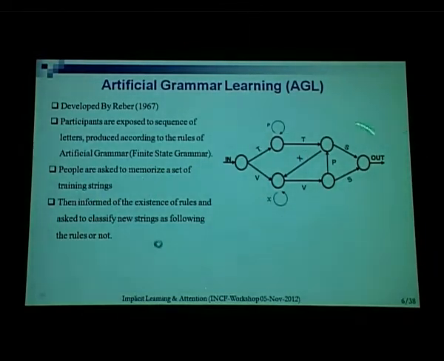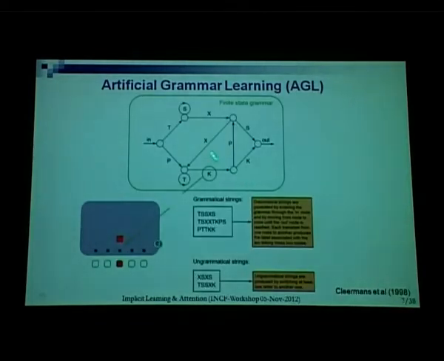You generate some sample sequences, and I have a better view of this in the next slide, where from this finite state grammar you generate sequences, and there have been a variety of paradigms. In one of them, if you see, there are 5 symbols, T, S, X, P, and K, right? So there are 5 locations corresponding to each of these letters.